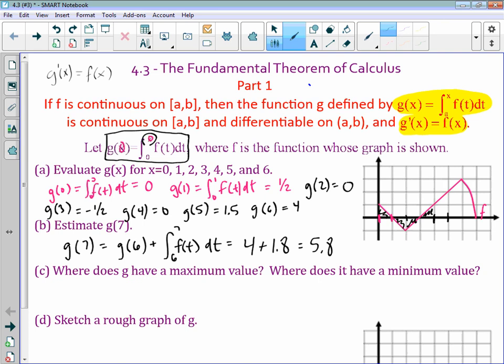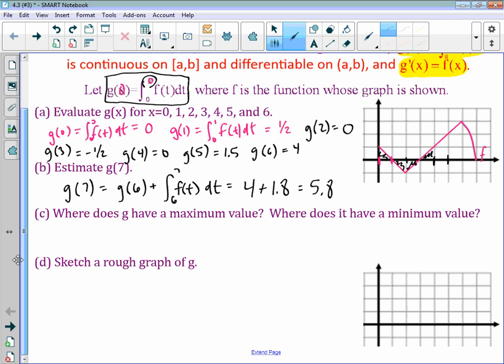Now, part C and D, sometimes it's fine to look at C and just do it there. With this, it's probably okay. Sometimes when you get stuck on something, it makes sense to try to jump to the next part, and sometimes that helps you answer it. When we're sketching a rough graph, g of 0 is 0. That's the point 0, 0. So you just plot a point at 0, 0.